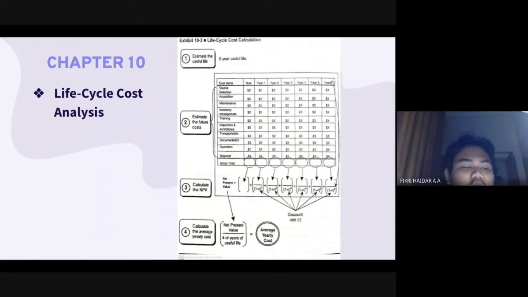The next step is to calculate the net present value with the formula below. And lastly, you could calculate the average yearly cost by dividing the net present value by the number of years of the useful life, and you will get the average yearly cost.